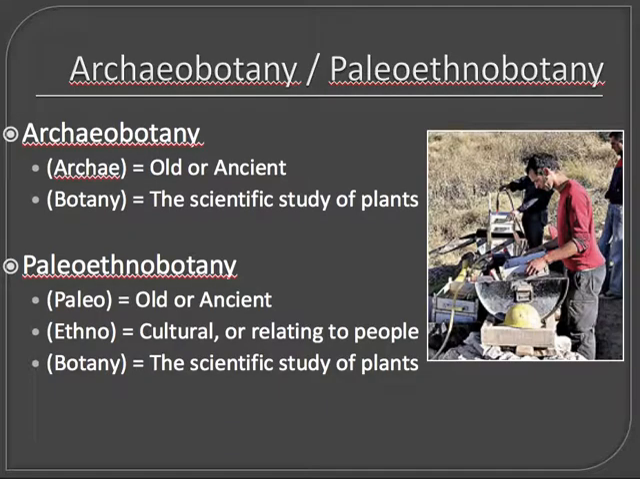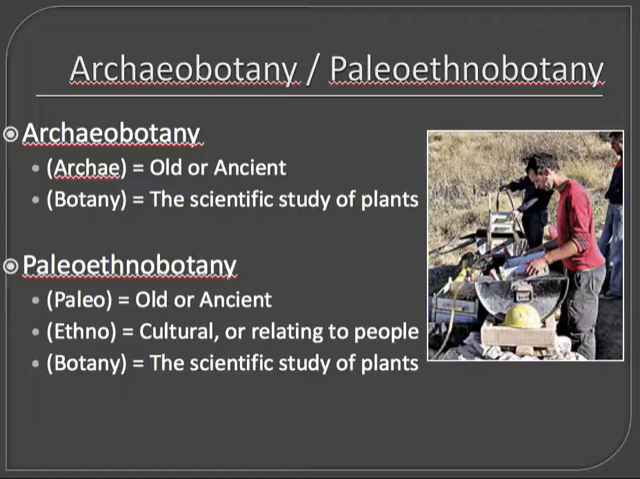So first of all, there are two terms for this science. The first is archaeobotany, which is the one I probably will use, frankly, just because it's a lot easier to say. These are interchangeable terms. They really mean the same thing. But if you're looking at literature, you sometimes will see these two terms used interchangeably. So I want to introduce them together, right? The terms themselves tell us a lot about what we're studying here.